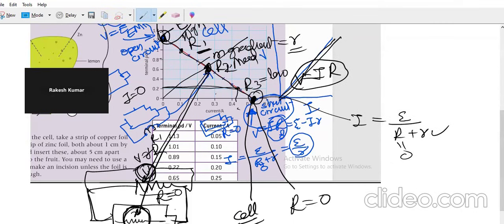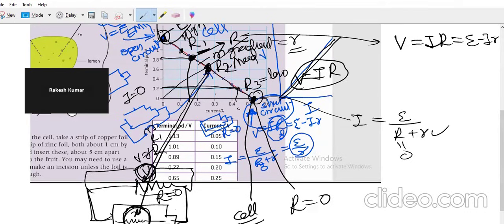So these are the things you will come to know. You can also find the R, any R here. Supposing I want to know what the R value is at this point. You take the V and the I value, and you can get the R value. V is equal to IR, which is equal to EMF minus Ir. So if I know the V value and the I value, I can get the R value, and that is how it's connecting. So you can do many things with this graph.